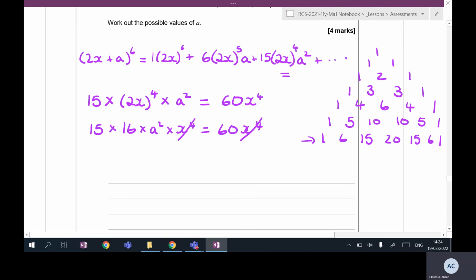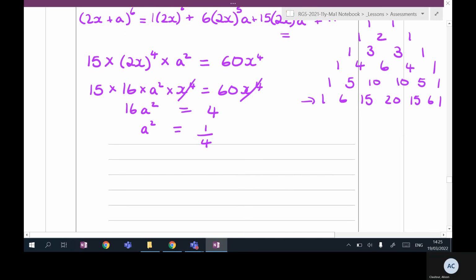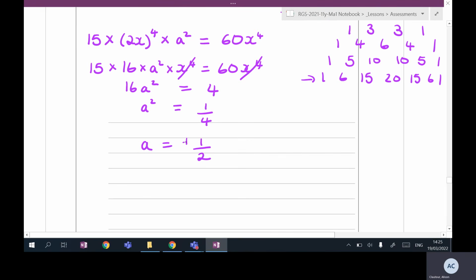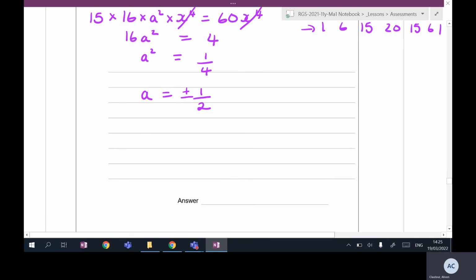Rather than doing long multiplication, I'm going to keep these separate. So I'm going to keep that as 16a squared divided by 15 first. 15 goes into 60 4 times. So 16a squared has got to equal 4. A squared, I'm going to divide again by 16, so it gives me 4 over 16, which is a quarter. And then a, if I square root that, is a half. Because I've square rooted, it's plus or minus a half, so my two values are a half and minus a half.